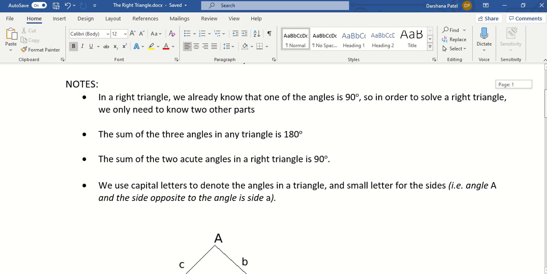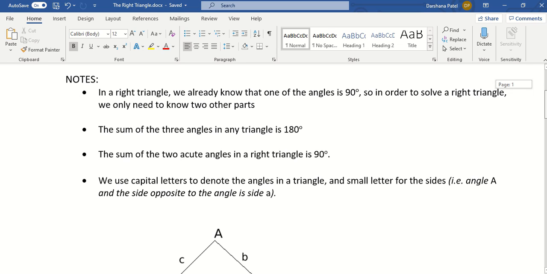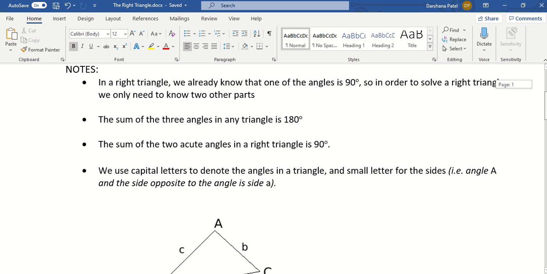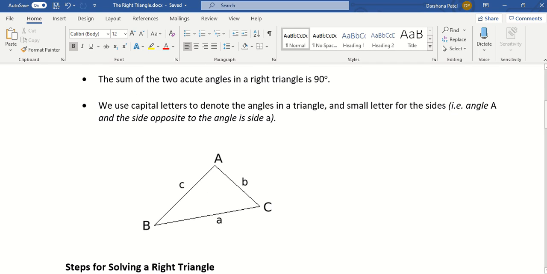Some tricks to remember: the sum of all angles for any triangle is 180 degrees. For a right angle triangle, because one angle is already 90 degrees, the remaining 2 acute angles will add up to 90 degrees. We use capital letters for the angles and small letters for the side lengths. So if we have this kind of right angle triangle, let's say angle A is 90 degrees. Opposite of angle A, we use small a as a side length. Opposite of angle B, we use small b, and opposite of angle C, we use small c.